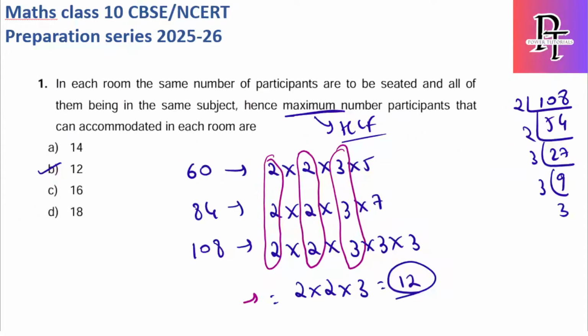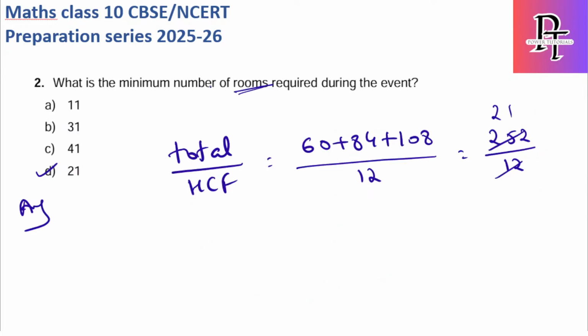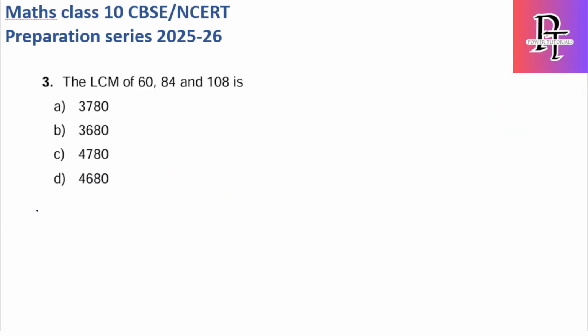So always remember, when they distribute properly and then ask how many each room can accommodate, the maximum number of participants each room can accommodate is HCF. But if they are asking how many rooms, the minimum number of rooms required means simply total by HCF, you will get the number of rooms required, which is 21. Okay, let's move to the third one.